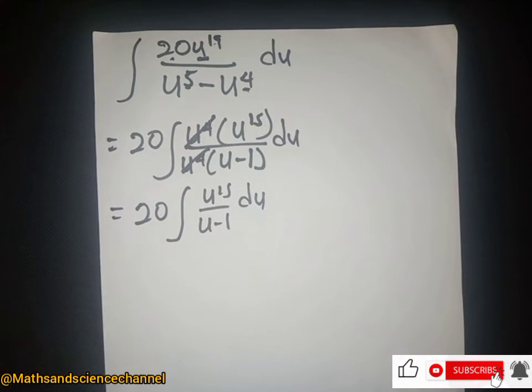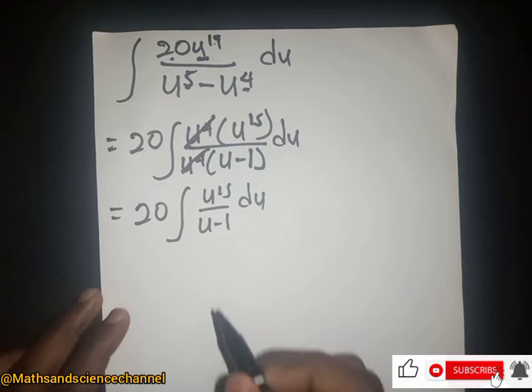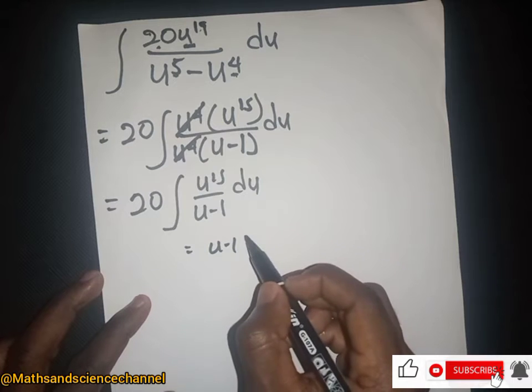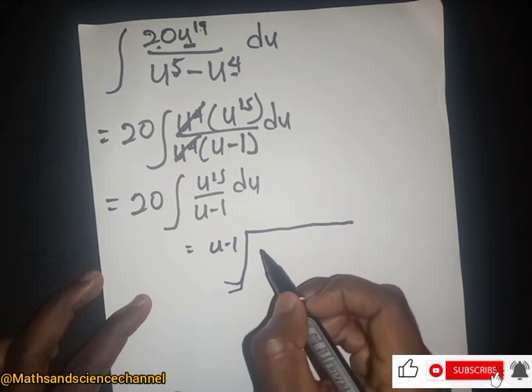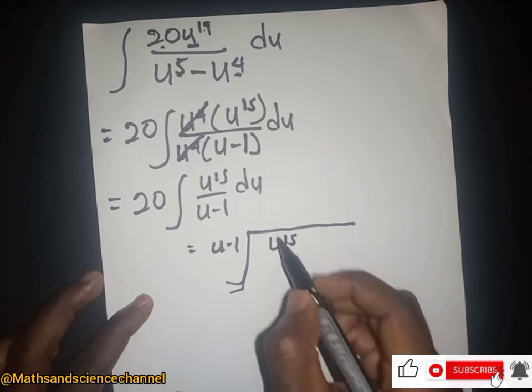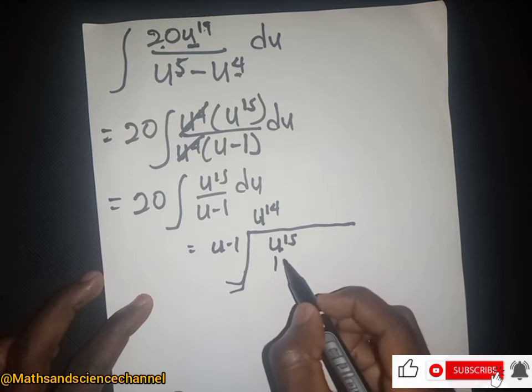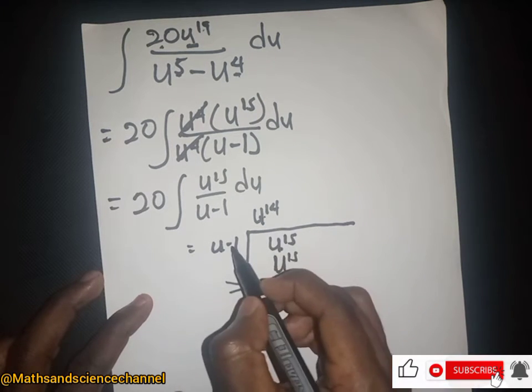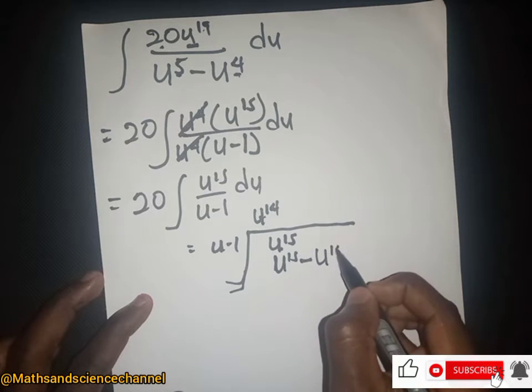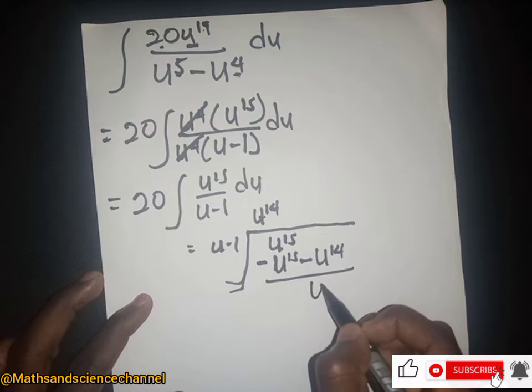Now what can we do here? Realize that with this we can still do substitution. Maybe we can let y equal u minus 1, then do the substitution and solve that. But let's do it in a different way. We have u to the power 15 over u minus 1, so we can do long division. Although it's going to be long, I'll just take some part of it. u goes into u to the power 15 as u to the power 14. Then u to the power 14 multiplied by u minus 1 gives u to the power 15 minus u to the power 14. When we subtract that, we are left with u to the power 14.